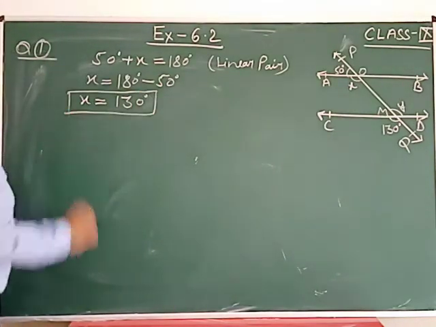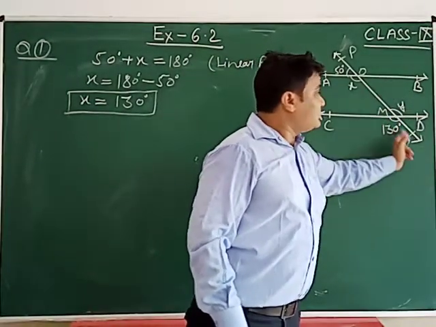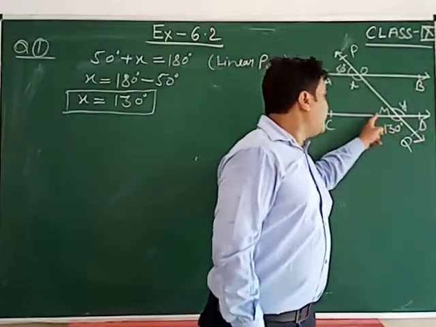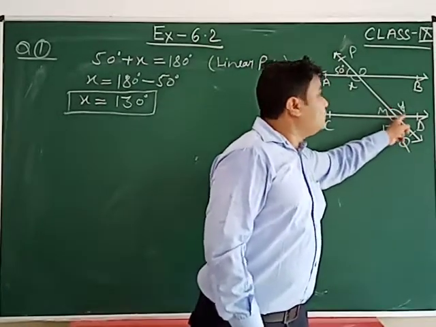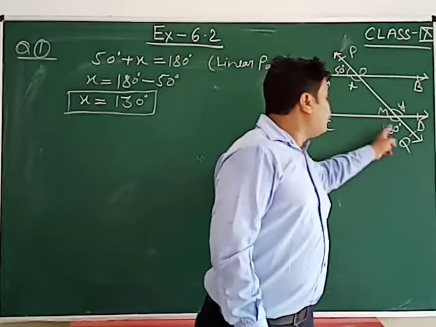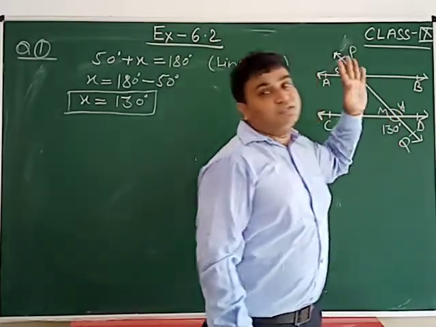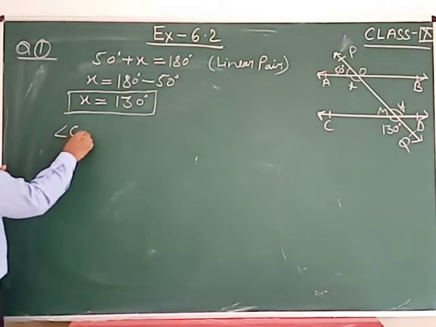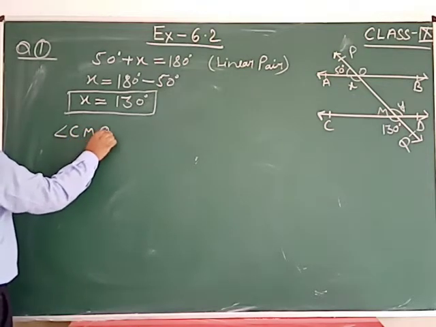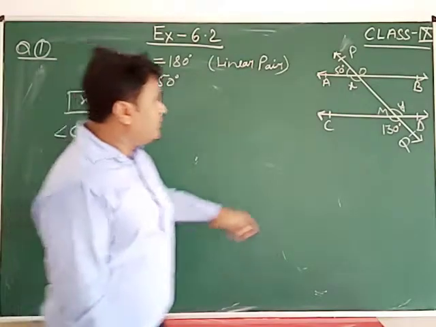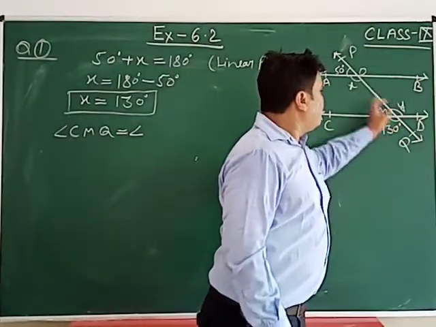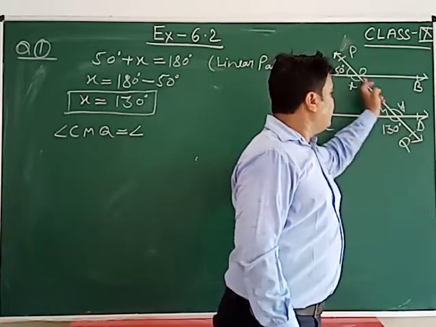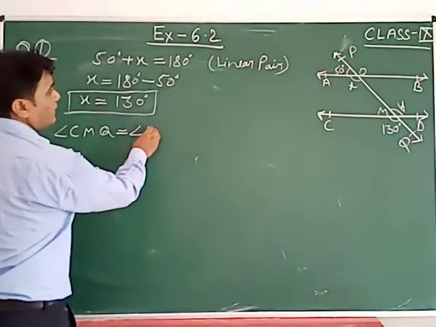X equal to 130. Now these two lines are intersecting each other. See, CD and PQ intersect each other at point M. So this angle equals this angle because they are vertically opposite. Angle CMQ equals angle OMD.